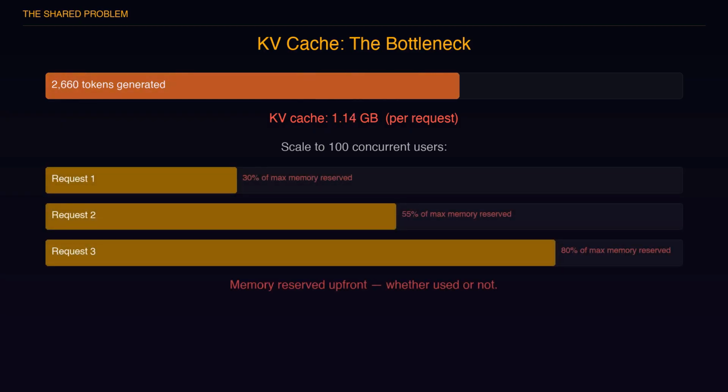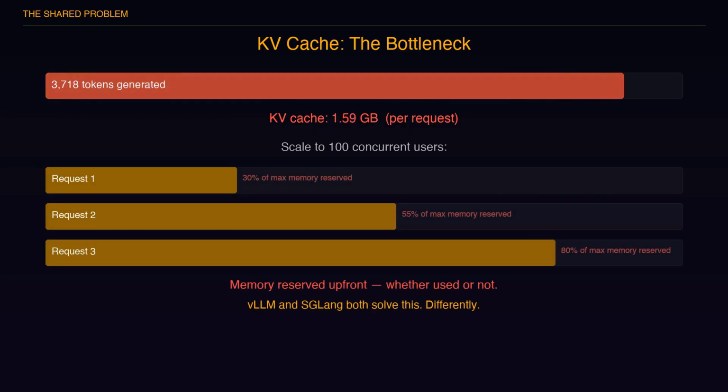When an LLM generates tokens, it builds a KV cache, key and value matrices that grow with every token produced. At 4,000 tokens, that cache consumes over a gigabyte of GPU memory per request. On an 80 gigabyte A100, this limits you to a handful of concurrent long context requests.